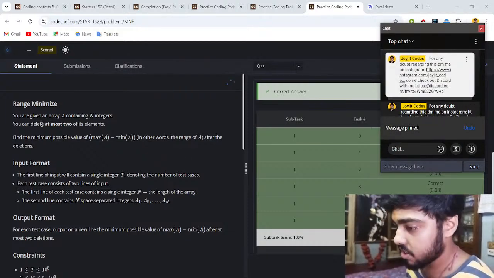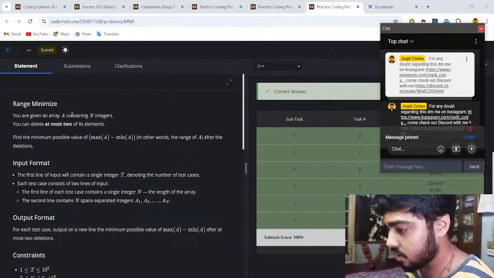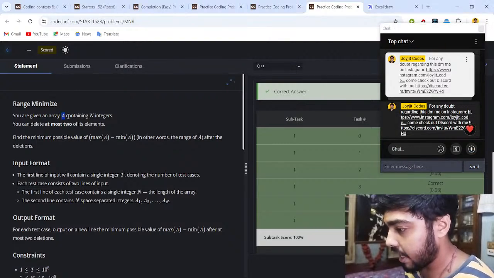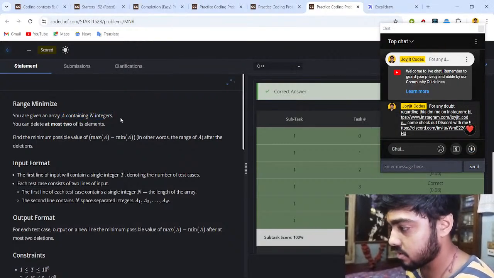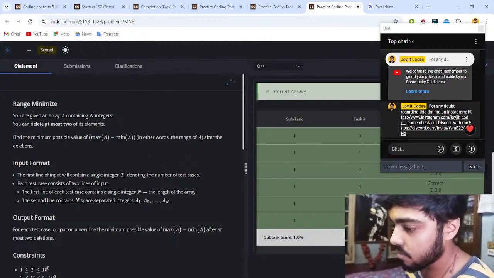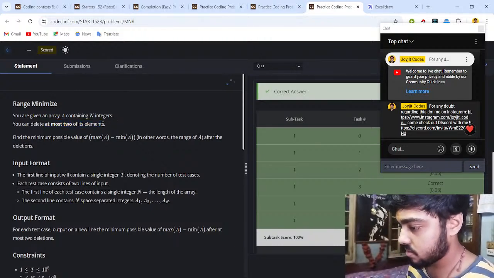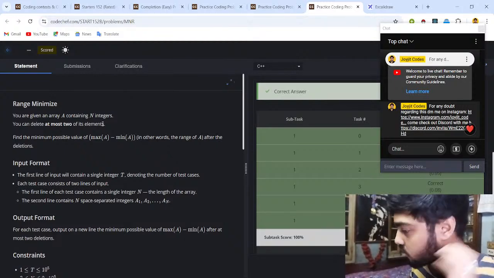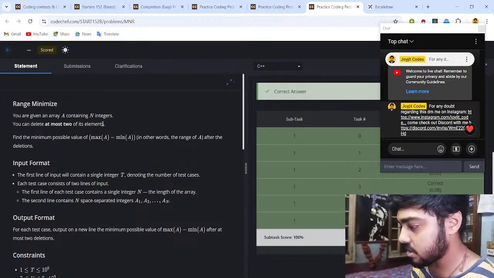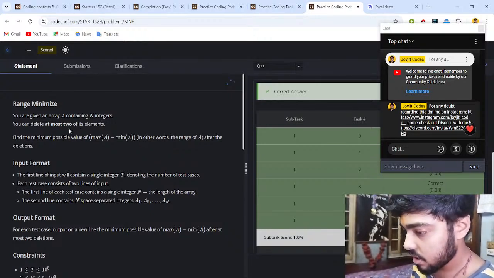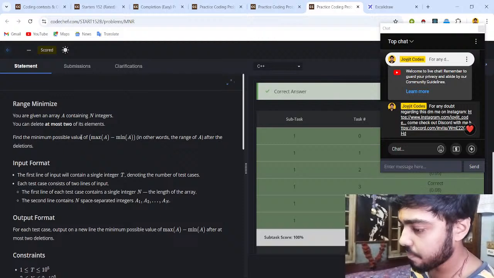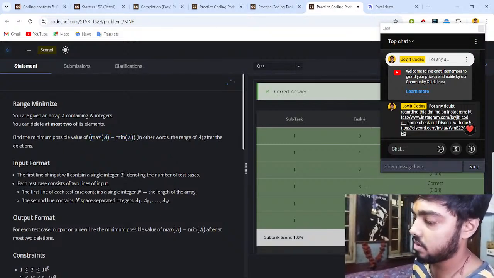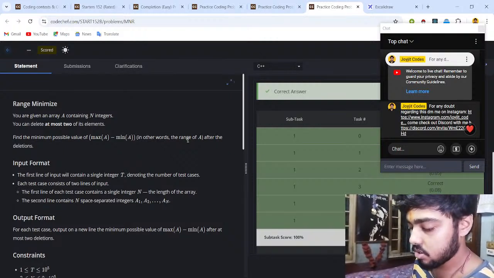Okay, so the first question is Range Minimize. It tells us that you're given an array A containing n integers. You can delete at most 2 of its elements. We'll go through the whole question first. We have to find the minimum possible value of maximum A minus minimum A, in other words, the range of A, after the deletions.